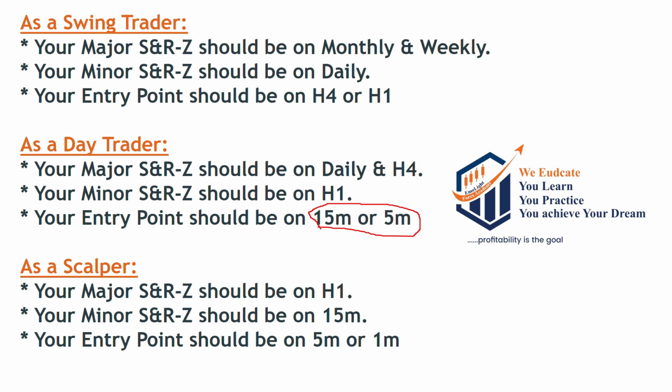As a scalper, your major S&R zone should be on H1, your minor S&R zone should be on 15 minutes, and your entry should be on 5 minutes or 1 minute.